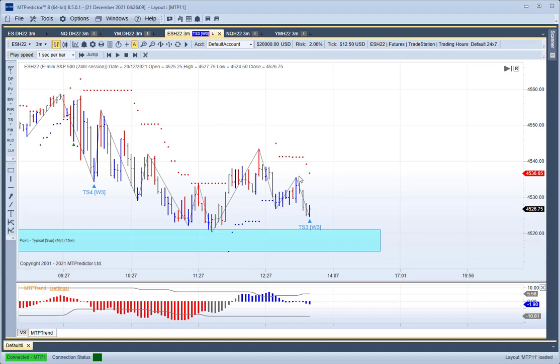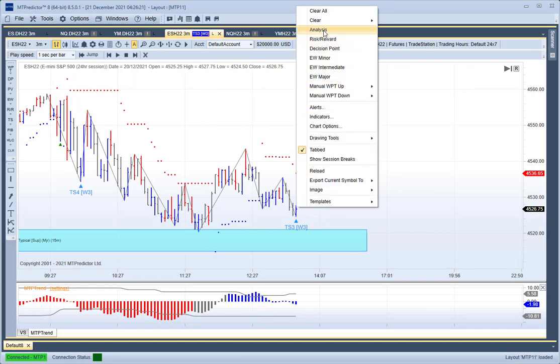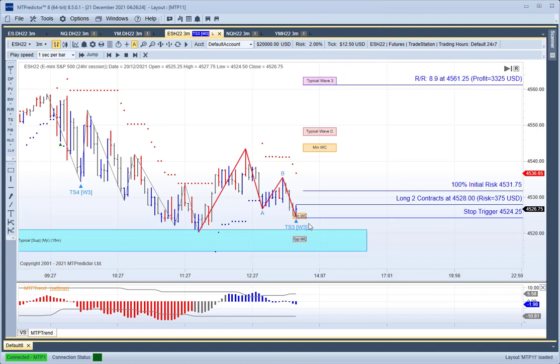We then had an A, B, C, three swing correction into this low here. This was then found as our TS3 or W3, Wave 3 trade setup. We particularly like these trade setups because if I place the analysis on, you can see we're anticipating that this is the end of a wave 2, therefore we're looking to trade the wave 3. So that's why the target that we are projecting to use is the typical wave 3 target. In other words, that's why it's called a W3 trade setup, because it's looking to trade the wave 3.